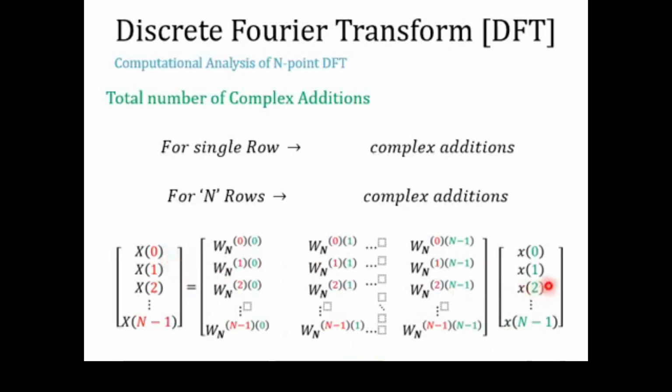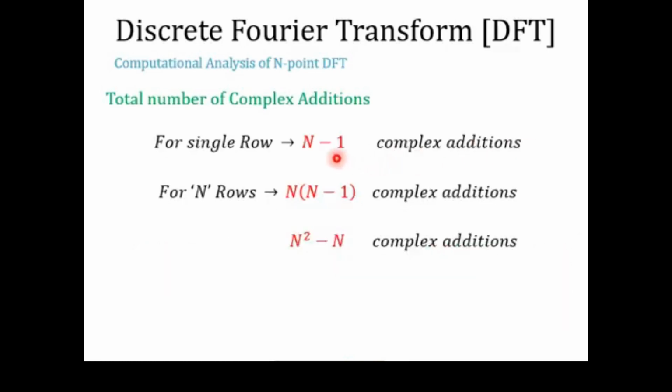So for adding n number of product terms, we will need n minus 1 complex additions, which are just for a single row. So to add n number of complex product terms, we need n minus 1 complex addition operations. Now for n number of rows, we can simply multiply n minus 1 with n, which will provide n square minus n complex additions. So in the n-point DFT, n square minus n complex additions are required to be performed.